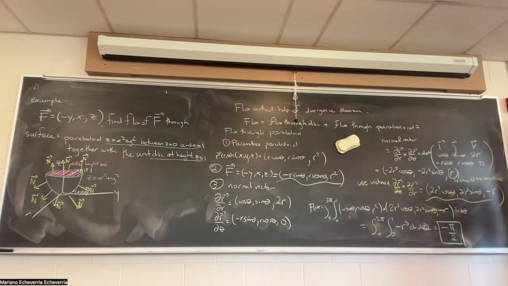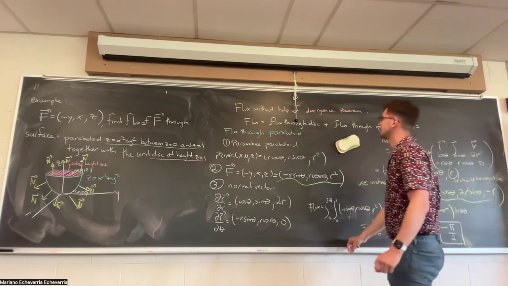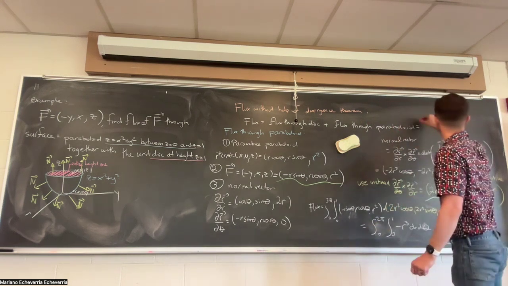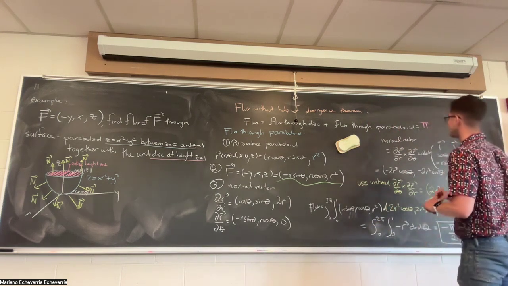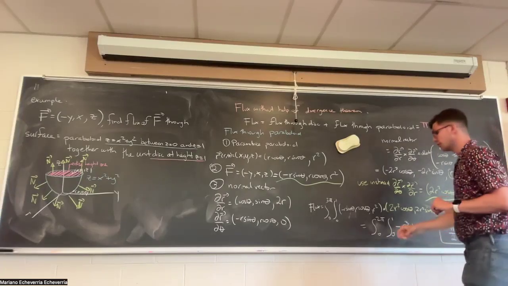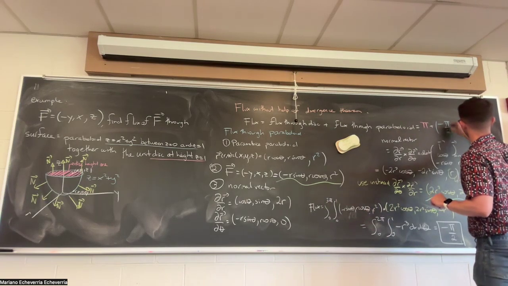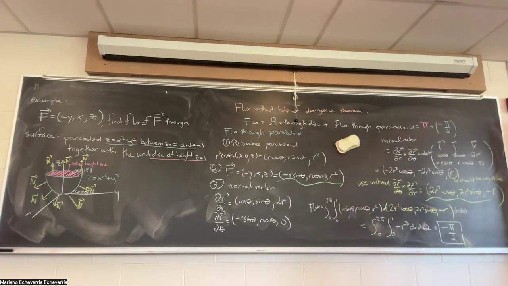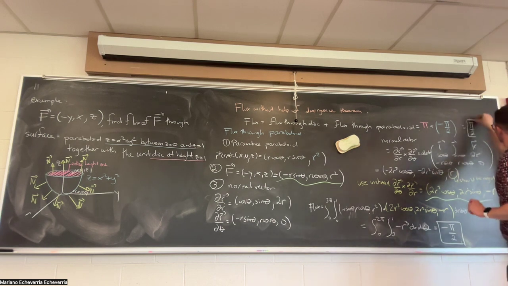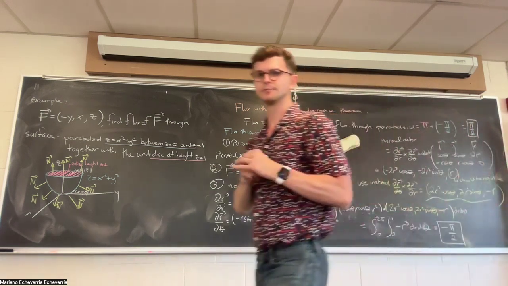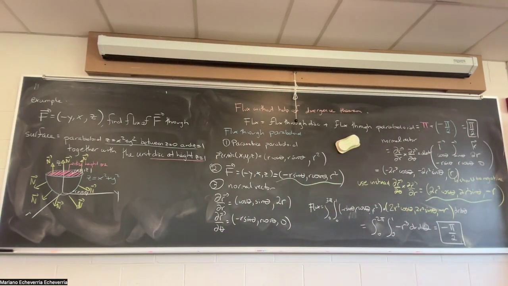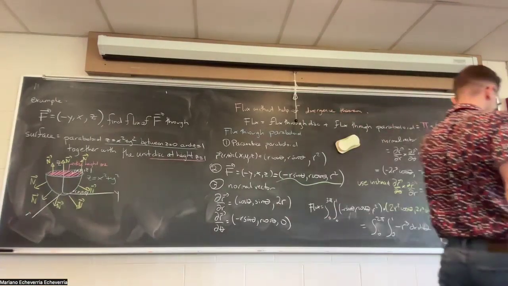So what is the total flux? It's the flux through the disk, which is pi, plus the flux through the paraboloid, which is negative pi over 2. So the total net flux is pi over 2.